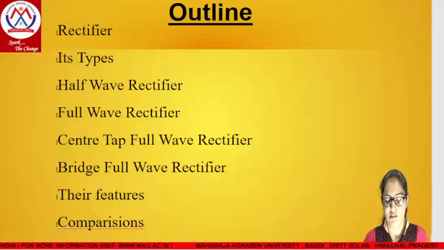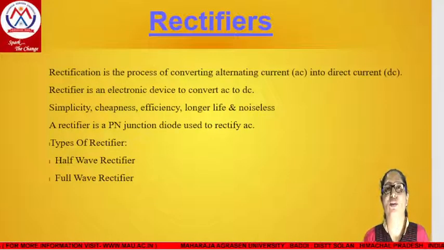Their features and comparisons. We all know that the electricity which comes to our homes is in the form of AC, but the appliances which we use daily in our day-to-day life all work on direct current, that is DC. So we need a device which could convert the alternating current which comes to our home into direct current. This process in which we convert the alternating current into direct current is called rectification.